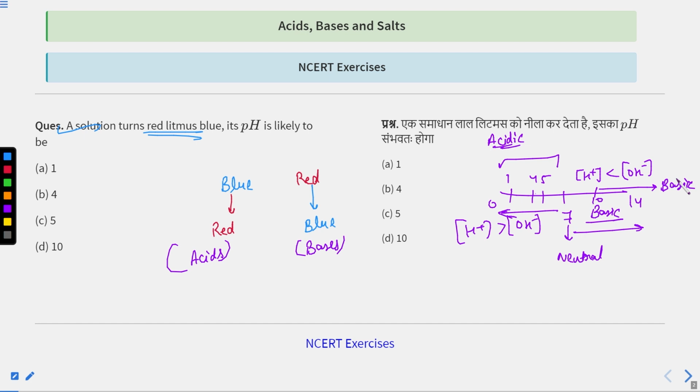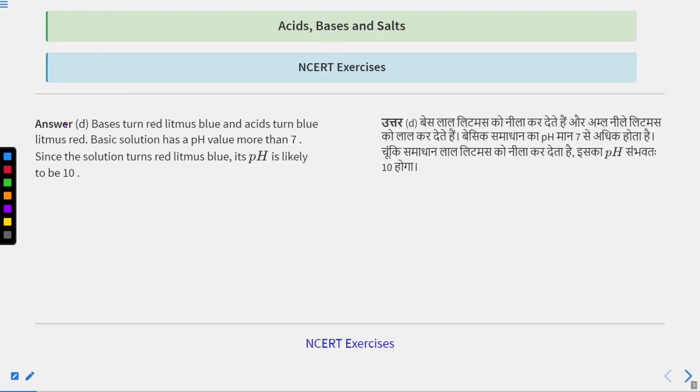So what we can say here is that a solution turns red litmus to blue, its pH is likely to be 1? No, it's 10. Why is it 10? Because a basic solution can turn red litmus to blue. In presence of acids, red litmus paper remains red. I hope you are getting this point. So question number 1, the answer is D. Bases turn red litmus blue and acids turn blue litmus red.